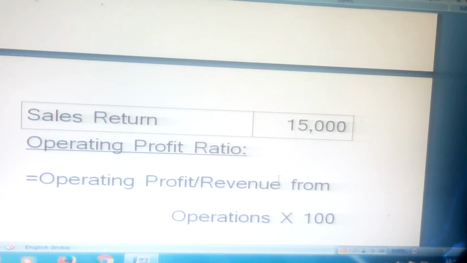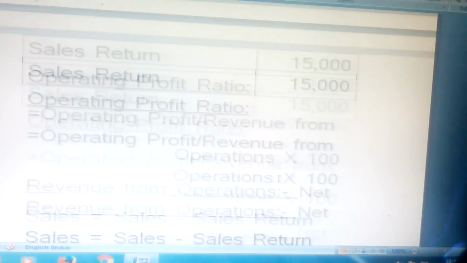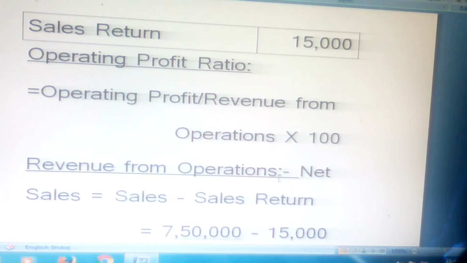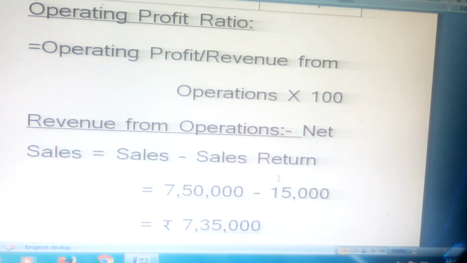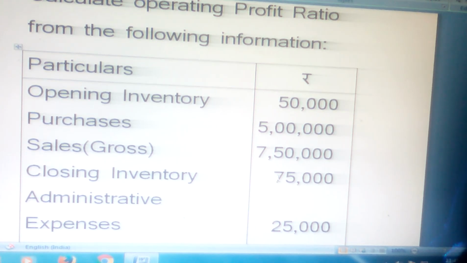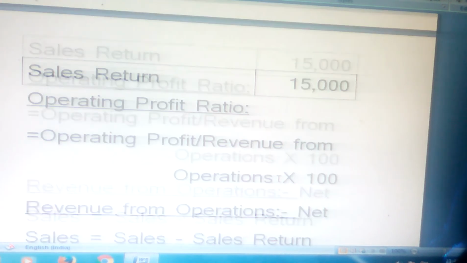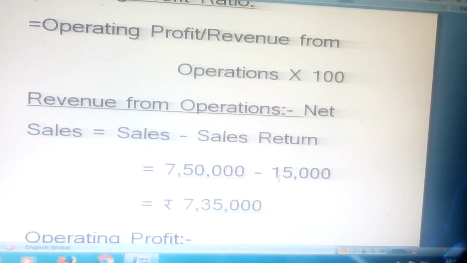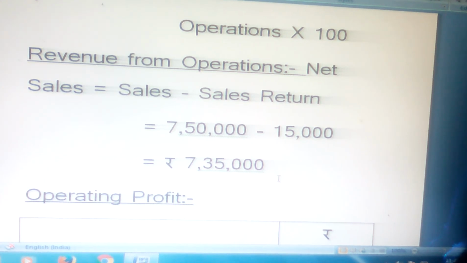Here what is our operating profit ratio? Operating profit divided by revenue from operations into 100. So revenue from operations, how are we going to calculate? Nothing but net sales is equal to sales minus sales return. The given sales is gross sales 7,50,000. From the 7,50,000, we're going to deduct our sales return 15,000. We get it 7,35,000. That's what our net sales are, revenue from operations.